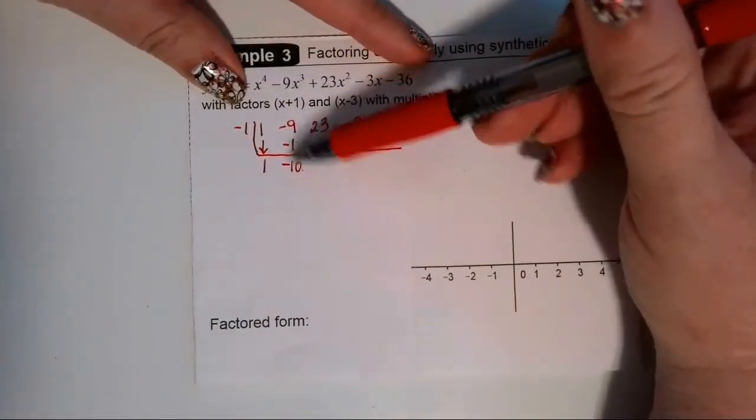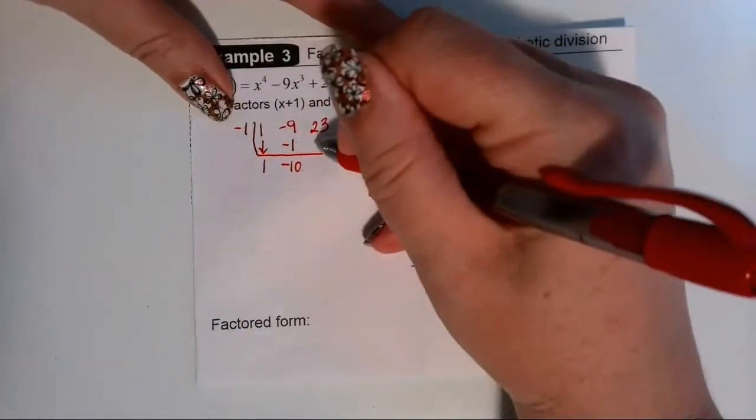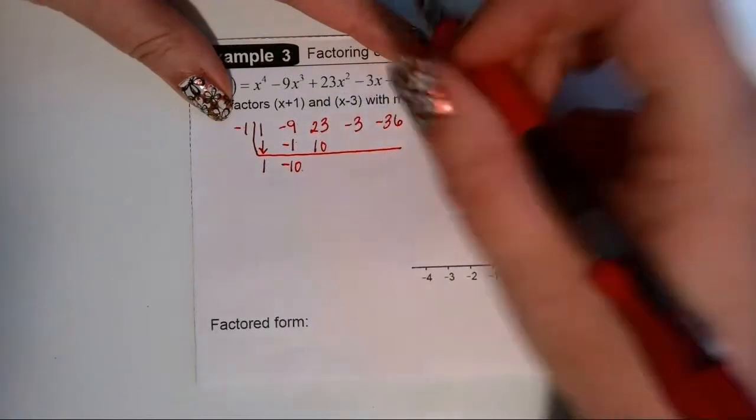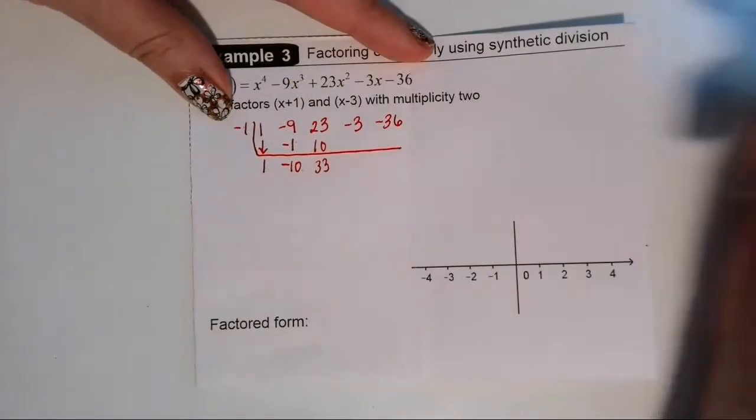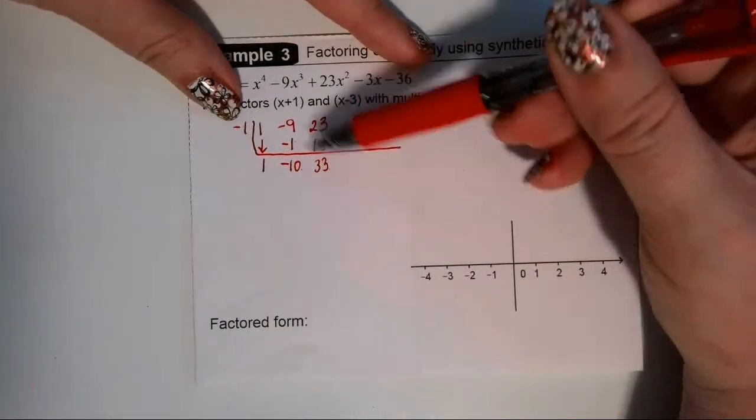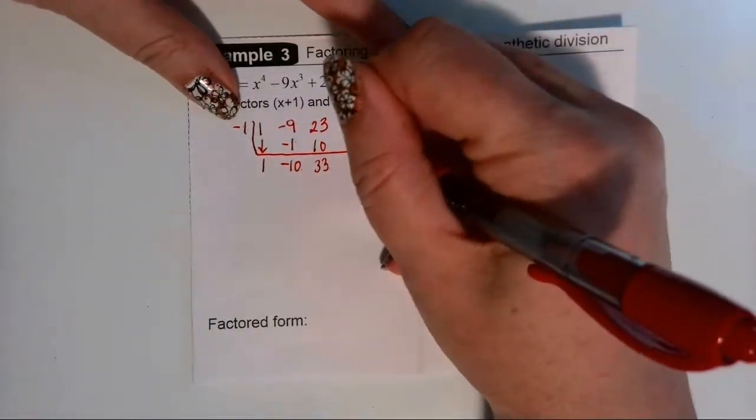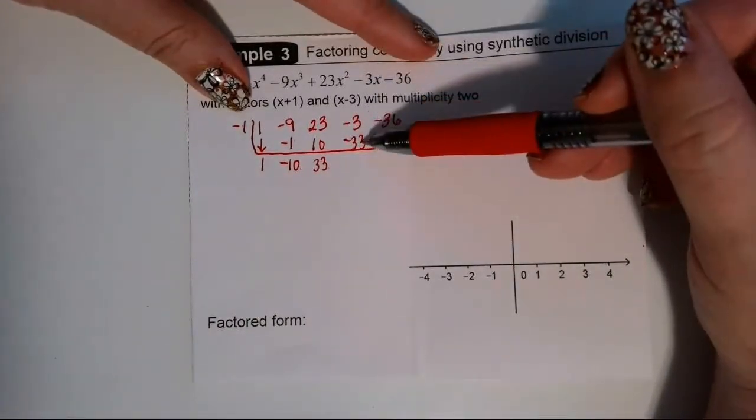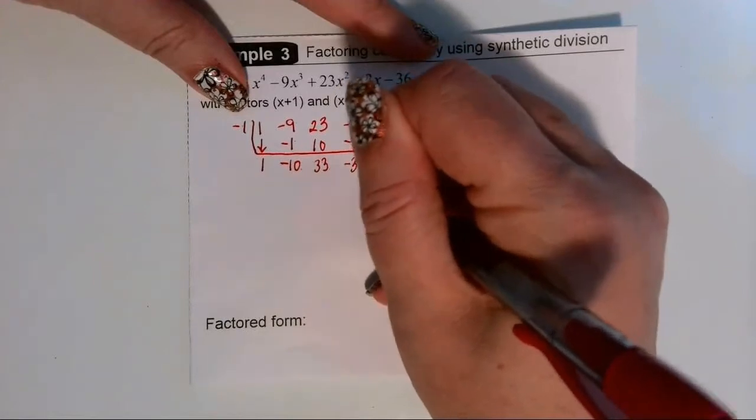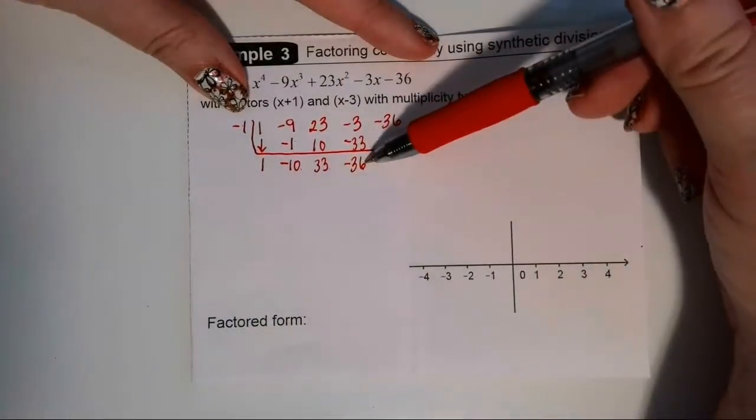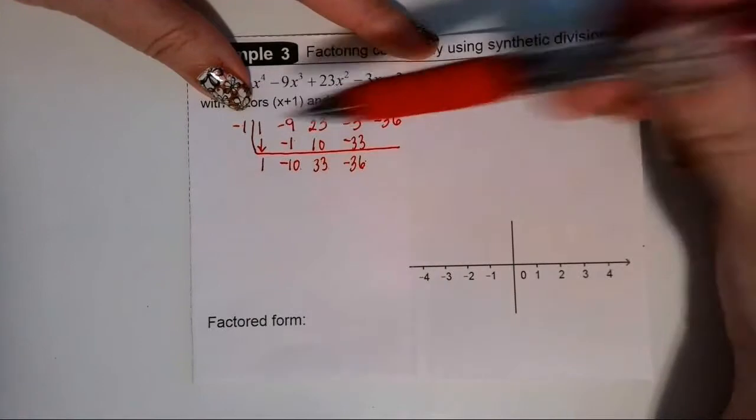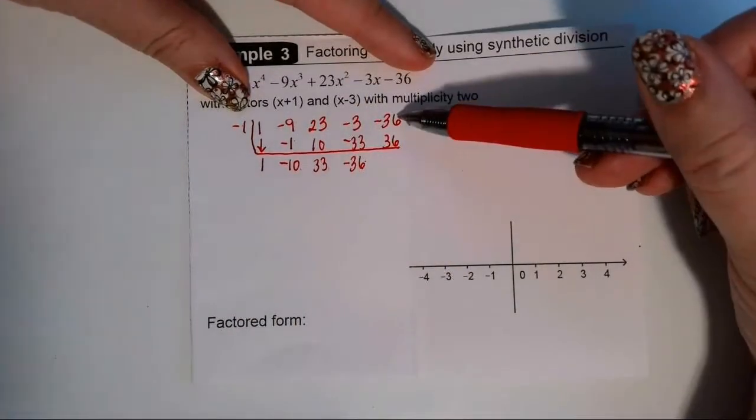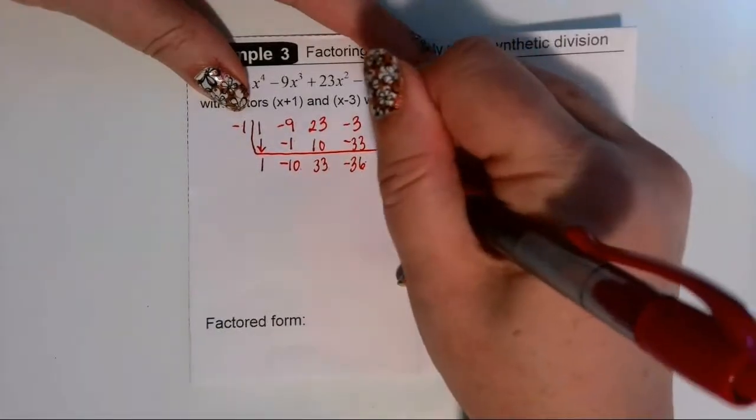So I'm going to multiply -10 times -1 is +10. Then I'll add those together. 23 plus 10 is 33. Okay, then I'm going to multiply. 33 times -1 is a -33. Then I'm going to add those together. -3 plus -33 is -36. Then I'm going to multiply. -36 times -1 is a +36. And then I'll add those together. -36 plus 36 is 0.